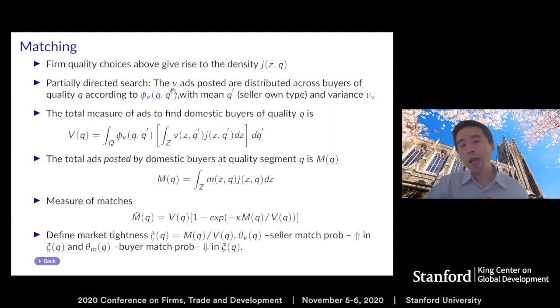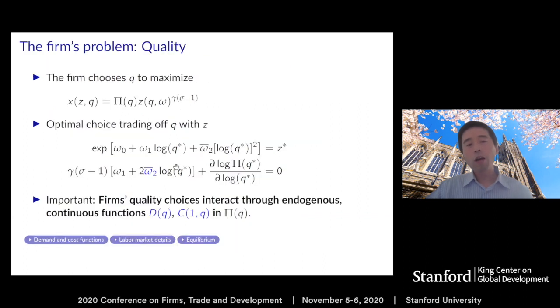Once you aggregate all these ads together, we can calculate a quality-segment-specific market tightness, which governs the probability you will be matched up with your business partners in this setting. I don't have time to go into the details, but this gives you a brief idea of how the matching happens, conditional on the firm's decisions. Finally, once you are matched up and D_Q and C_Q get realized, and you have this pi_Q and Z, you can make your optimal quality choice. This is just a simple first order condition: you are trading off quality versus your efficiency.